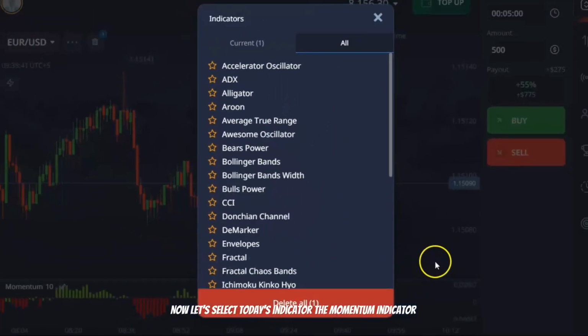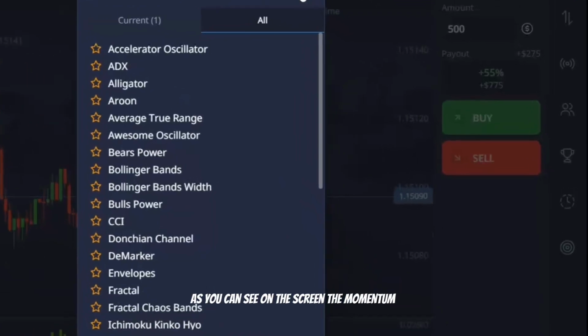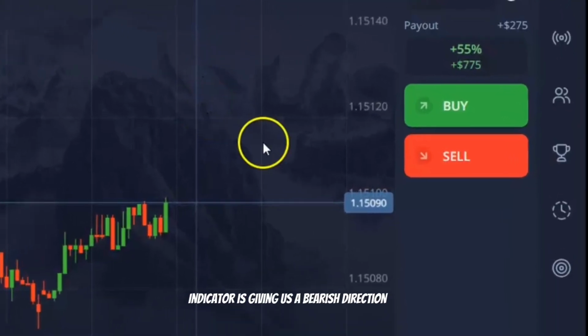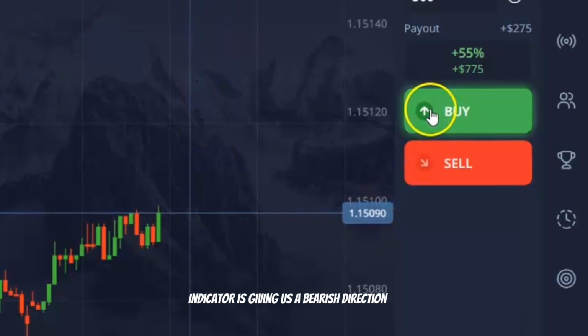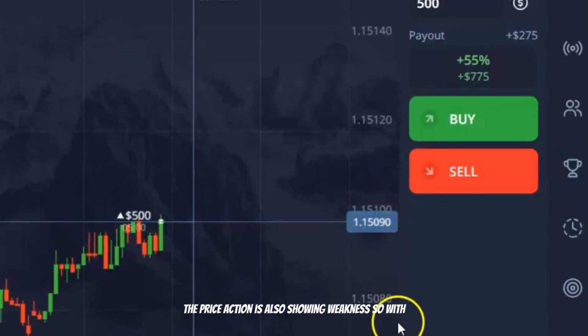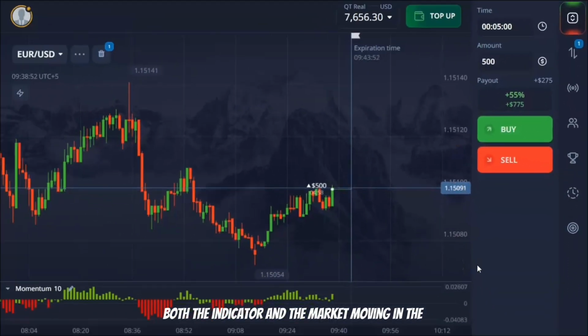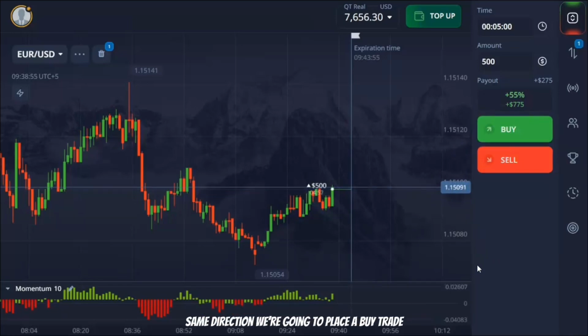Now let's select today's indicator, the momentum indicator. As you can see on the screen, the momentum indicator is giving us a bearish direction. The price action is also showing weakness, so with both the indicator and the market moving in the same direction, we're going to place a buy trade.